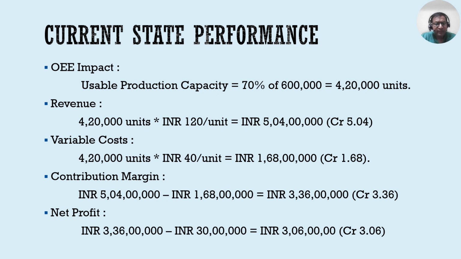Now remember the formula of contribution margin from the previous slide. It is equal to revenue minus variable cost. Contribution margin is equal to revenue minus variable cost, which comes to 3.36 crore. Net profit is equal to contribution minus fixed cost, that is 3 crore 6 lakhs.